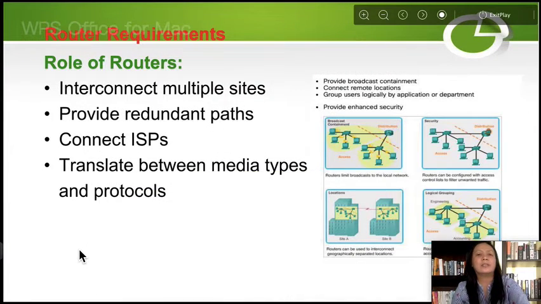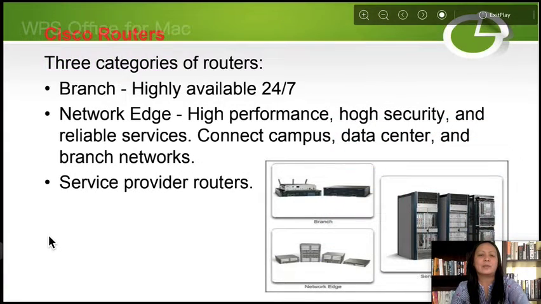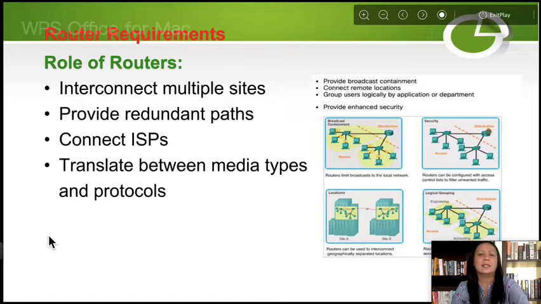The router equipment requirements. The roles of routers are to interconnect multiple sites, provide redundant paths, connect ISPs, and translate between media types and protocols. So this is to provide broadcast containment. This is the sample of that. And connect remote locations. Group users logically by application or department and provide enhanced security.